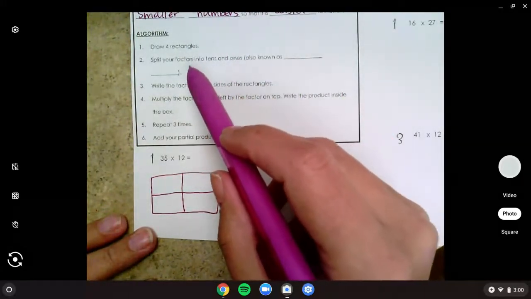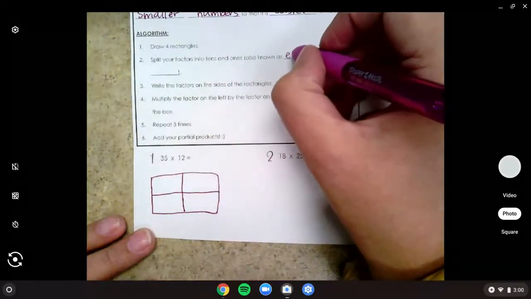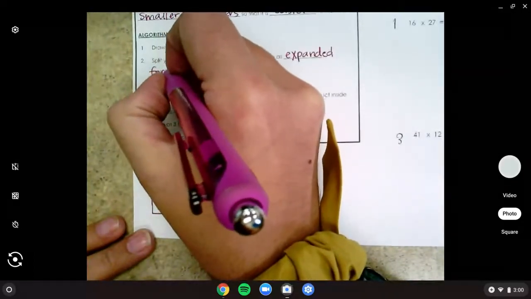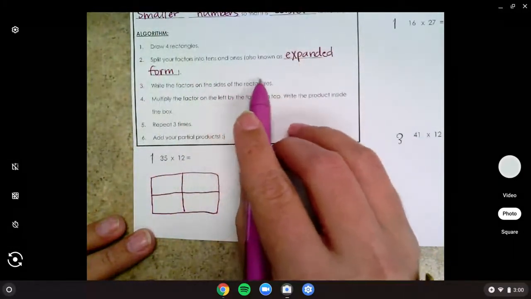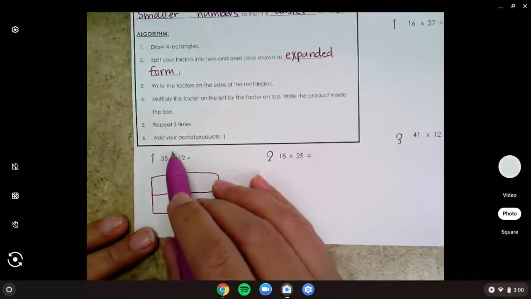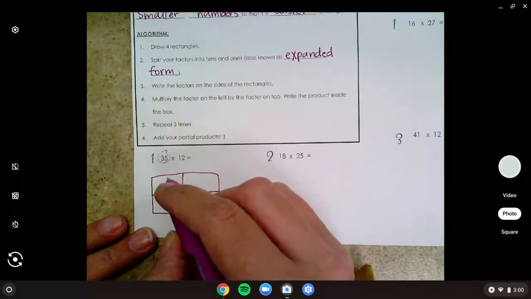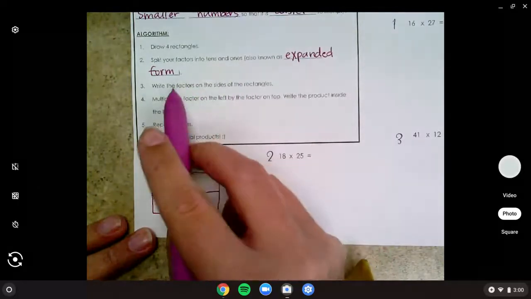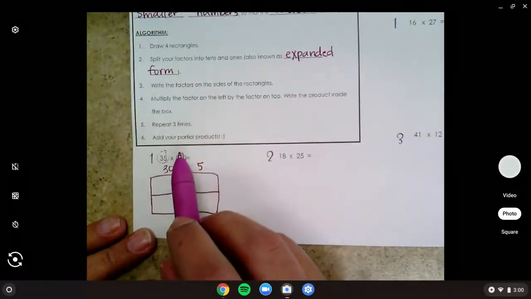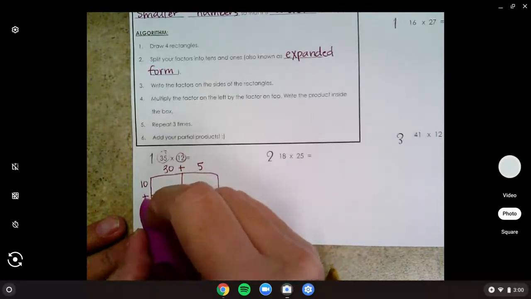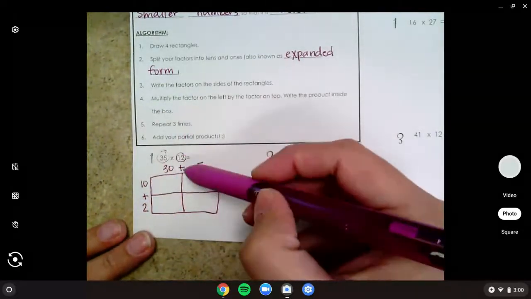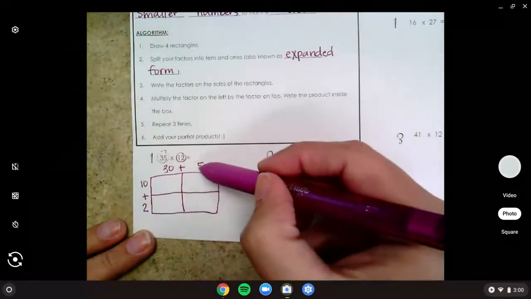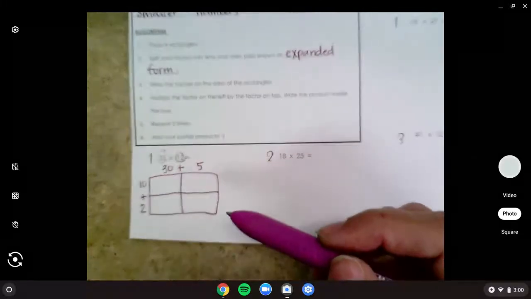Now I'm going to split my factors into tens and ones, also known as that expanded form. And we're going to write those on the sides of the rectangles. So 35, I can start with just this one factor. I break that up into tens, 30, plus my ones, 5. Now I write my other factor of 12 as 10, right, plus 2. Notice you want your plus signs lined up with your window marks, and you want your numbers kind of in the middle of your box that they go with.